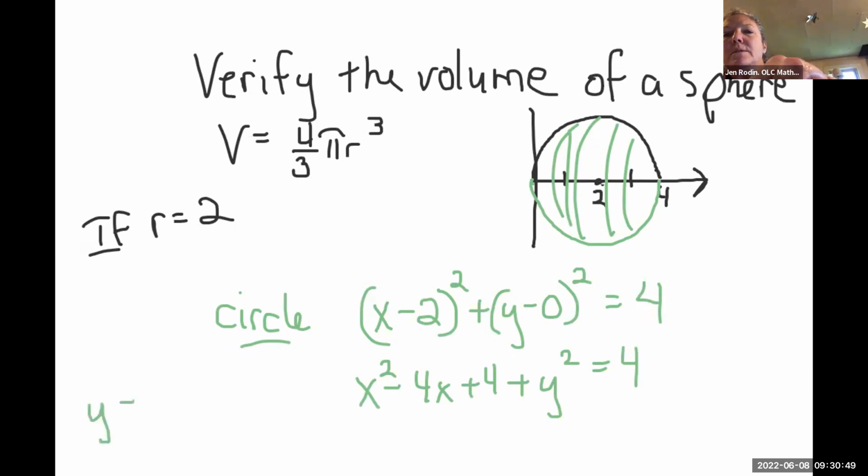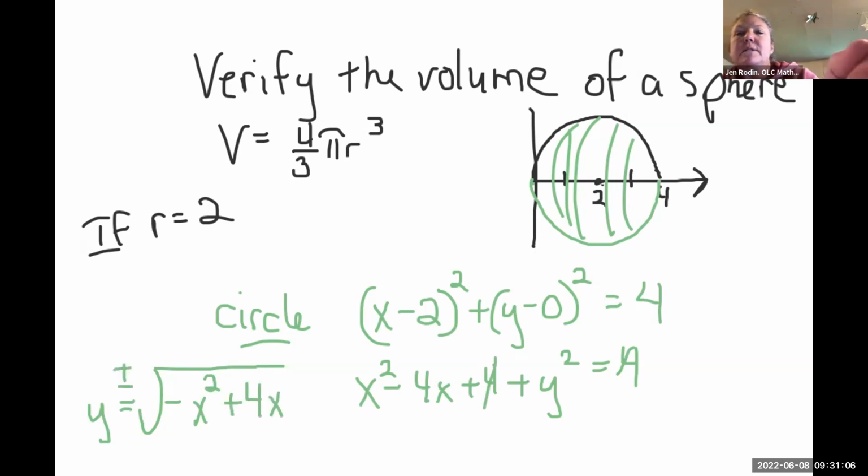So y equals the square root of, I'm just going to throw everything over to the other side. So subtract 4 from both sides and they're gone. So y equals the square root of negative x squared plus 4x. If I was going to put this in a TI calculator to graph it, I'd have to do all that to get y alone. And that's the function value, and that would be the r that I'm going to use.